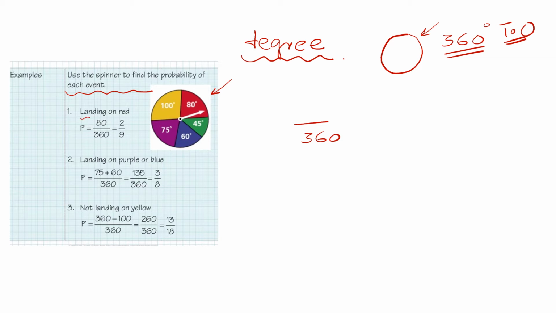In the denominator we are going to write 360. Now the first question is landing on the red. On the red the degree is 80, so you will write 80 over 360. That will be the probability. Solve it and you will get the answer.